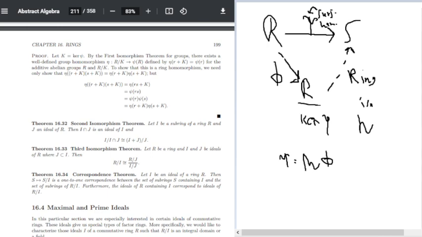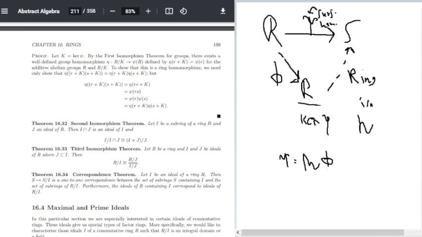By the first isomorphism theorem for groups, there exists a well-defined group homomorphism eta from R over K to psi of R, defined by eta of r plus K equal to psi of r, for the additive abelian groups R and R over K. To show that this is a ring homomorphism, we need only show that the multiplication structure is respected. But eta of (r plus K)(s plus K) is equal to eta of rs plus K, is equal to psi of rs, is equal to psi of r psi of s, is equal to eta of r plus K times eta of s plus K.